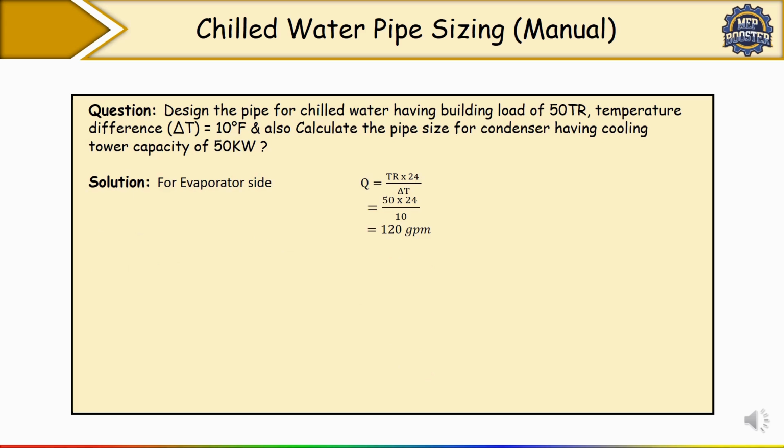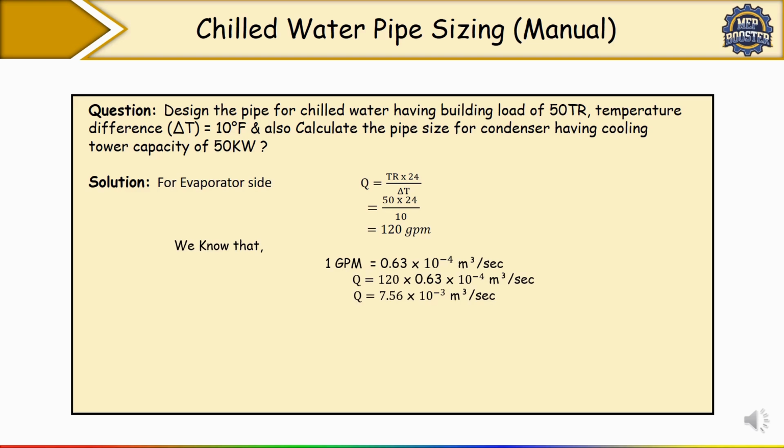Once you have got this flow value, we know the factor to convert GPM into meter cube per second. Already we have calculated this: 1 GPM is equal to 0.63 × 10^-4 meter cube per second. So just substitute that value. The flow we have got here is 7.56 × 10^-3 meter cube per second.